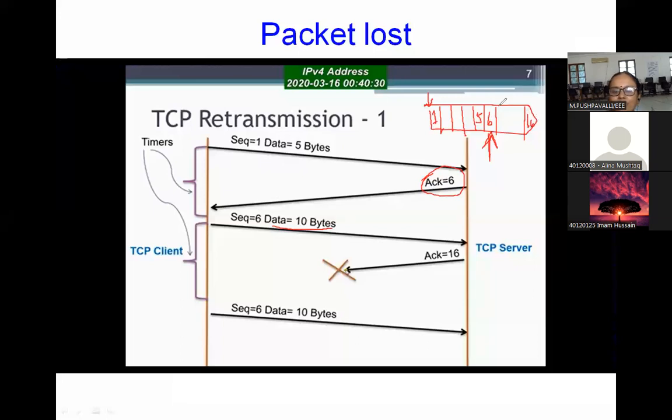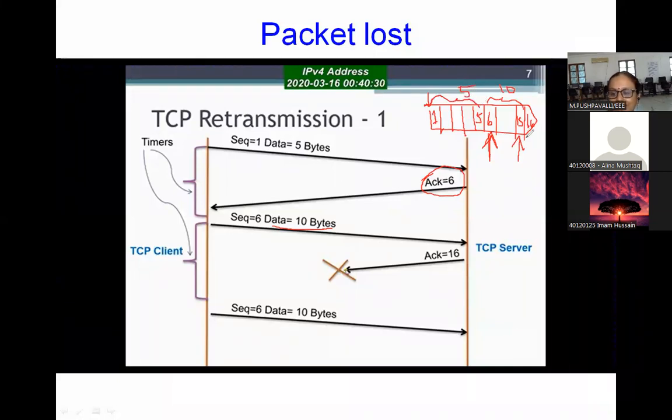While sending from 6 to 16, it is actually 6 to 15, because 10 bytes includes the 6 also. So totally here I have 10 bytes, and here I am having 5 bytes.